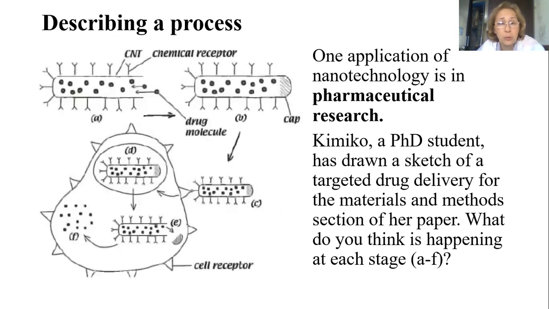So we are going to speak about Kimiko, a PhD student. She has drawn a sketch of a targeted drug delivery for the material and method section of her paper. So what do you think is happening at each stage? You can see on this picture there are the letters A, B, C, D, E, F. Do you see them? Yes. Can you describe any of them? What is happening in each of the separate pictures?